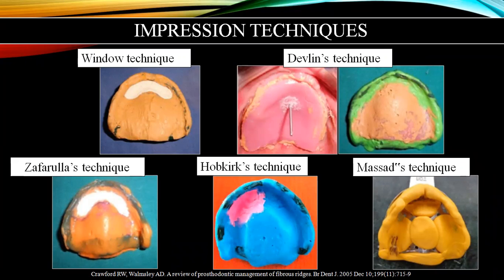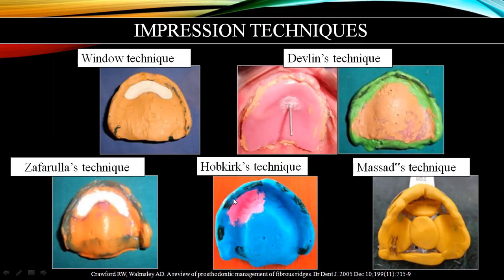A mucocompressive impression of normal tissues is first made using zinc oxide eugenol impression paste. In the second stage, a low viscosity mix of plaster of Paris is painted over the flabby tissue through the window. Devlin in 1985 used a locating rod that was positioned in the center of the palatal tray but proclined to allow the second special tray impression to be guided in an oblique upward and backward direction to envelop the palatal tray. Zafarullah Khan technique is similar to Watson's window technique.